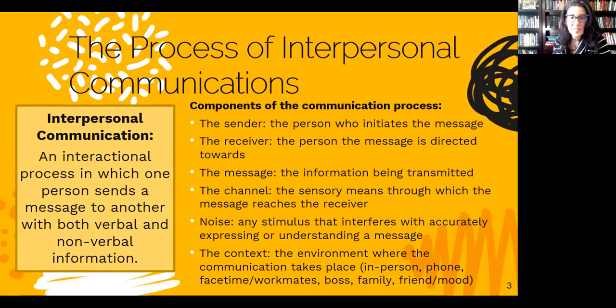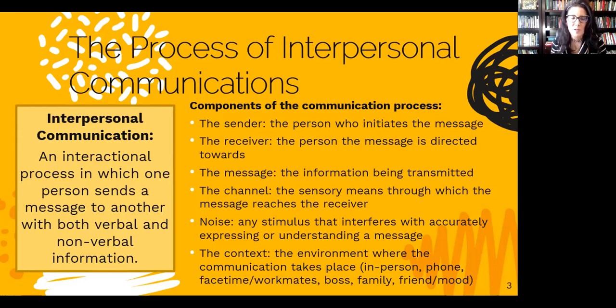Noise is any stimulus that interferes with accurately expressing whatever this message is. And noise would be anything that interferes with understanding the message. So if you're talking on the phone to one of your workmates and it's an important situation that you're trying to deal with, but then your 2-year-old comes up and is like, hey, da, da, da, that would be noise.